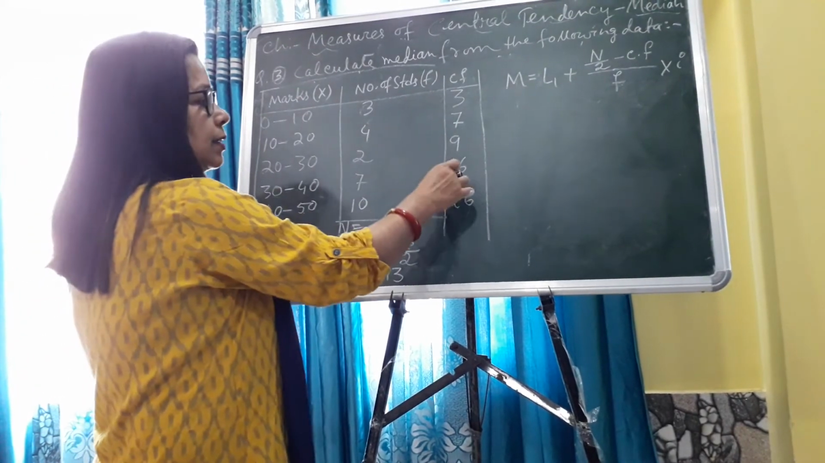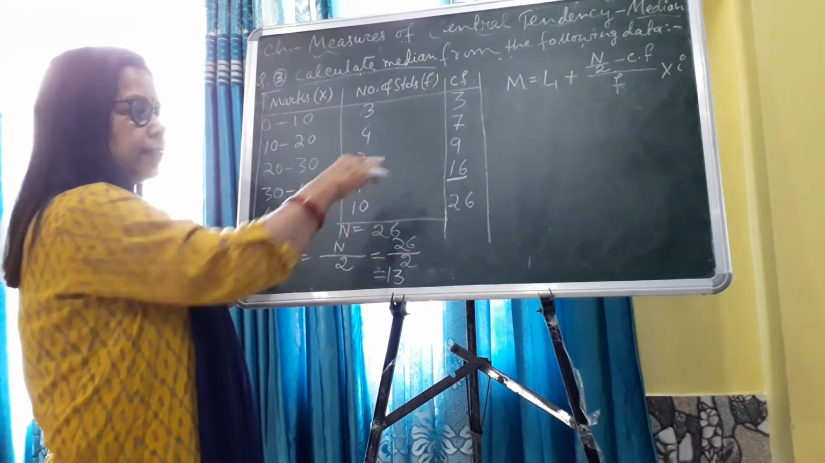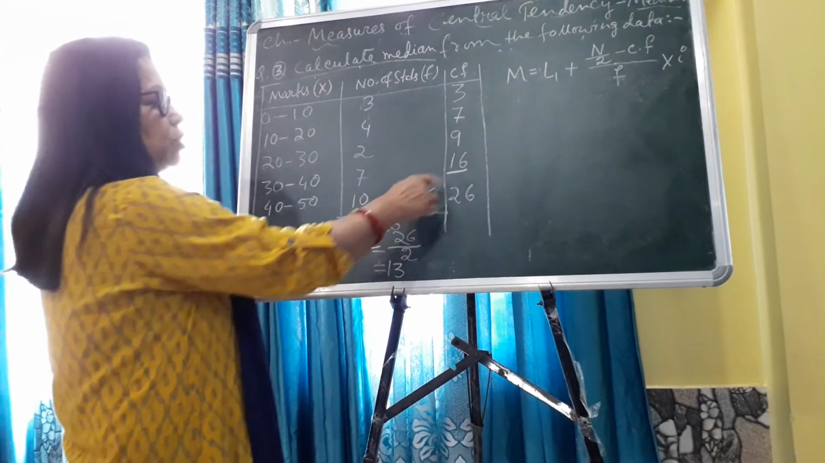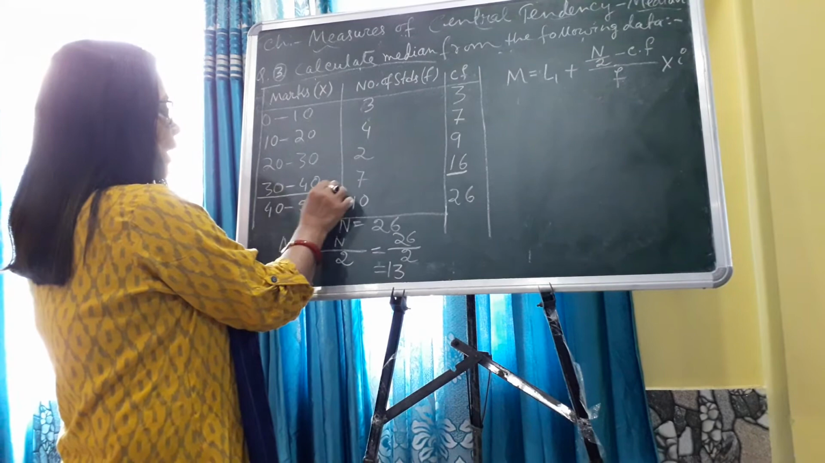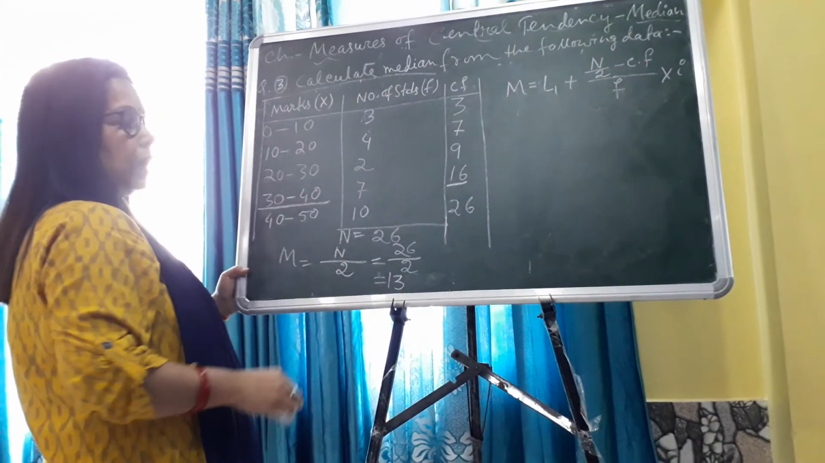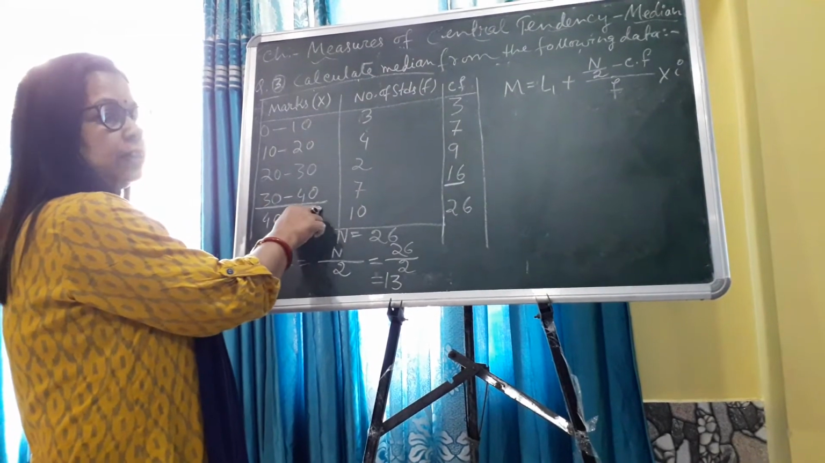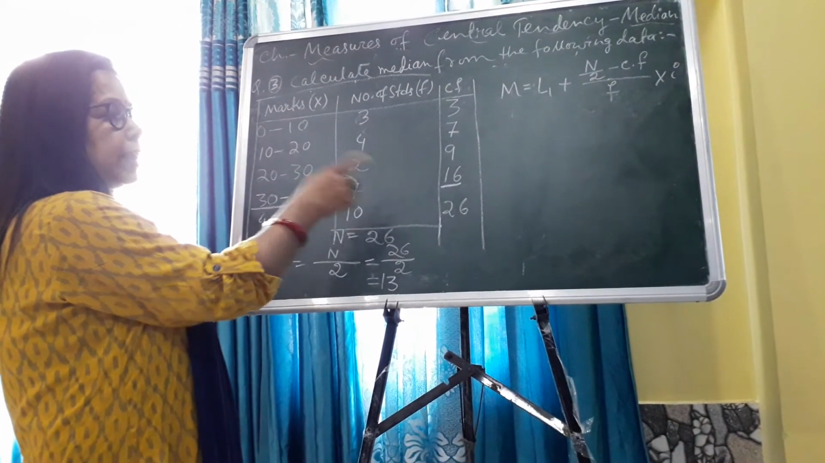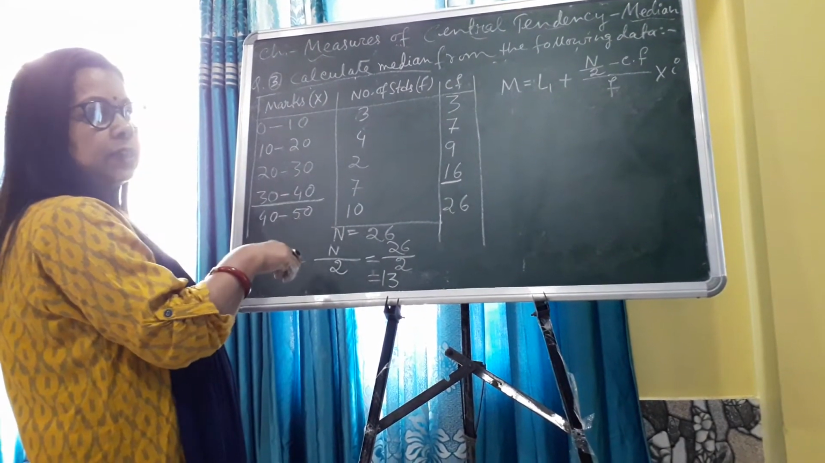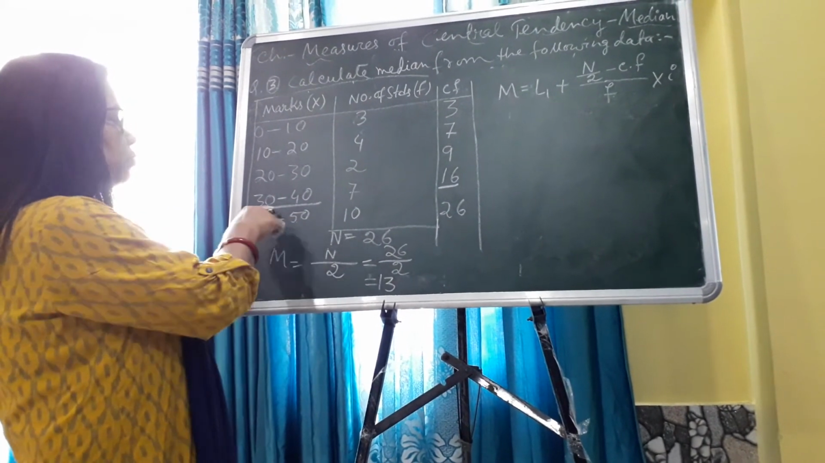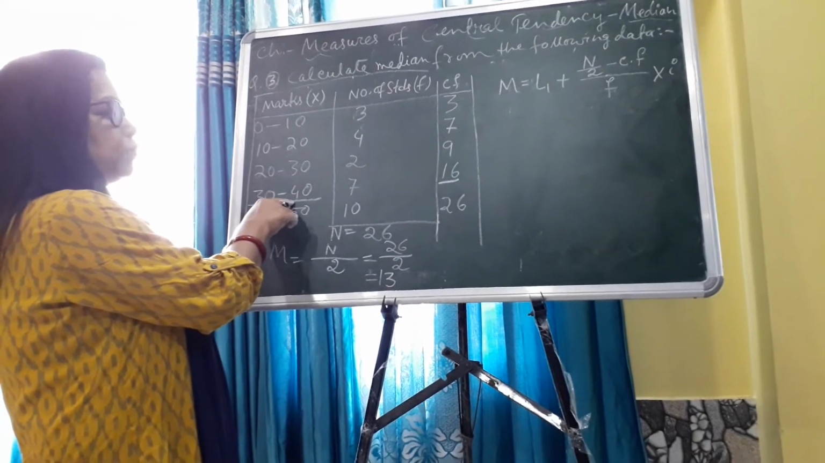So here 16, in 16 we can find 13. So with 16, the median class will be 30 to 40. So that is the median class. Now the next step is how to calculate median in continuous series. So here we have found the median class 30 to 40.